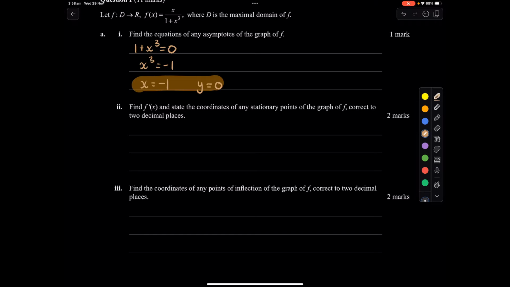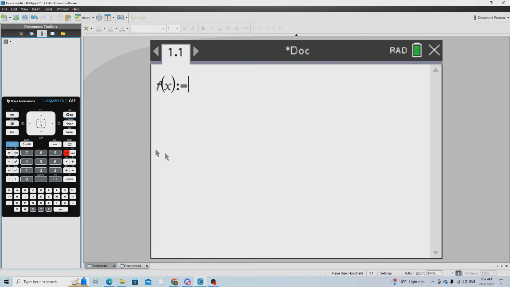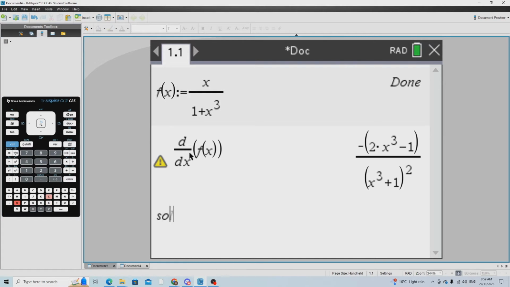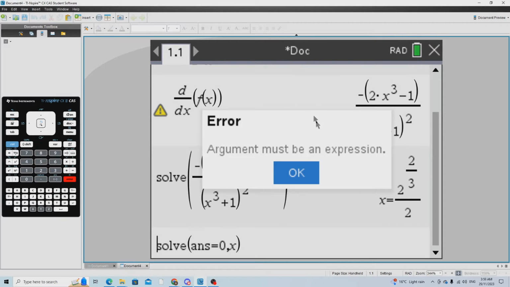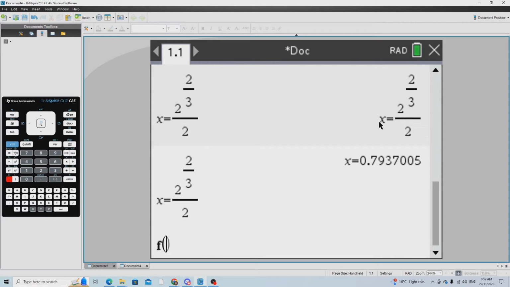Find f dash of x and state the coordinates of any stationary points of the graph of f correct to 2 decimal places. Not too bad. Let's do that in our calculator. So let's actually define it. f of x is x over 1 plus x to the power of 3. And we want to find the derivative. And we also want to solve the answer equals 0, comma x. And we get this coordinate over here. And what's f of that?